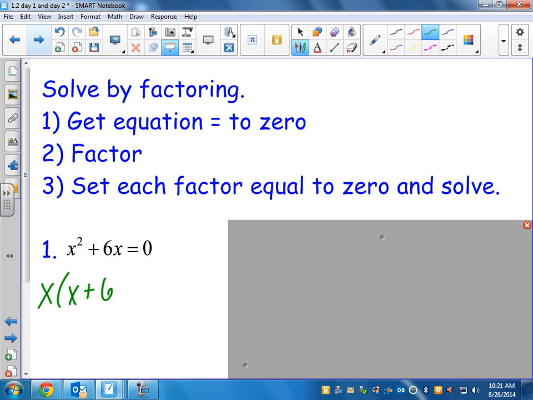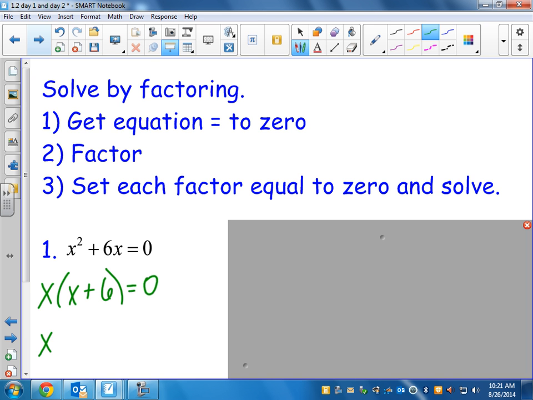So don't forget that you can factor with a GCF. That's a method of factoring. Sometimes we forget that. We get so used to undoing FOIL that we forget that we can factor like this. And then this is multiplication. So if these multiply together to give you 0, one of them has to equal 0. So that's where we set each factor equal to 0.